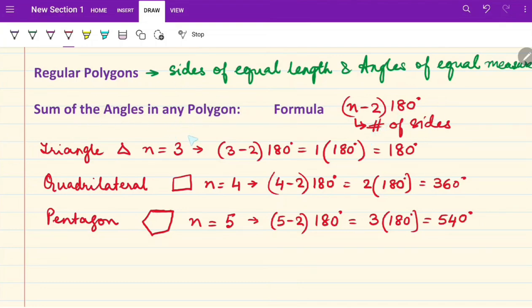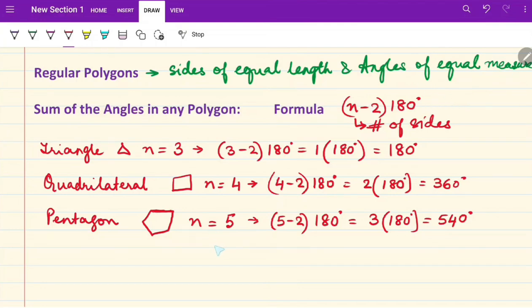All right, so this is how we can use the same formula to find the sum of angles in any polygon. Next we will talk about how we can find the measure of each angle in a regular polygon. Recall that a regular polygon has all the angles of equal measure.